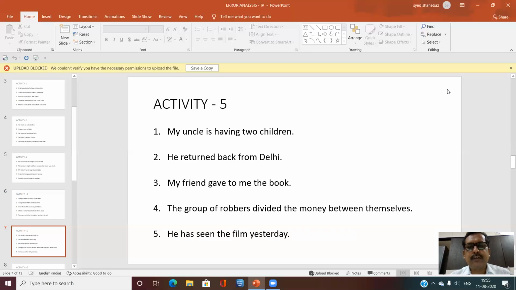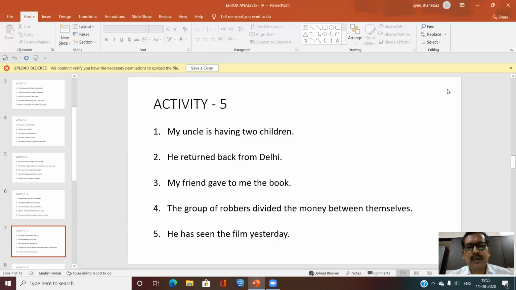He returned back from Delhi. This is the case of redundancy. The word returned contained the meaning of back. So there is no need to use back again. He returned from Delhi. So remove the word back, that is duplicating the word, using the unnecessary word, redundancy.